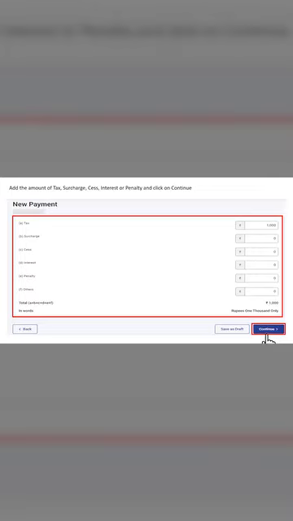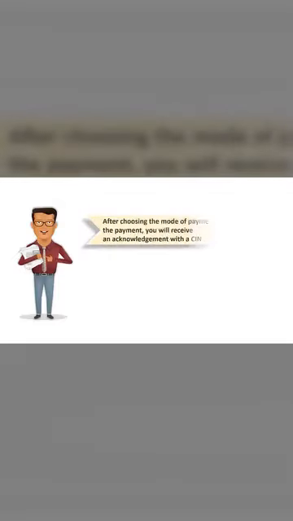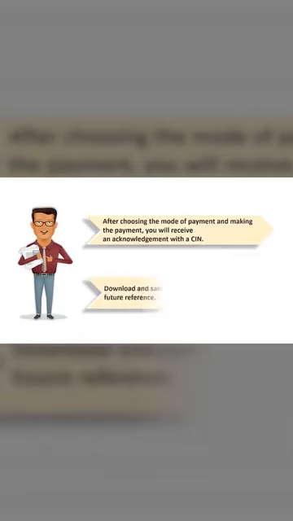You would be required to choose the mode of payment and then make the payment. After successful payment, you would receive an acknowledgement number with a Challan Identification Number. You can download and save the acknowledgement for future reference.